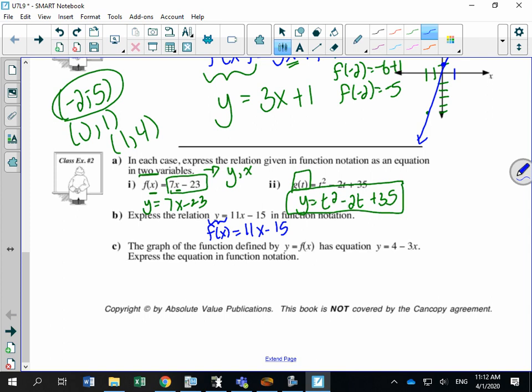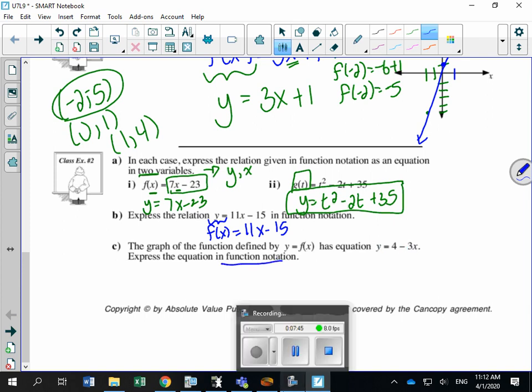C, the graph of the function defined by y is equal to f of x has this equation here. So this is in xy notation, and they want this written in function notation. F of x is equal to 4 minus 3x, and now you are in function notation.